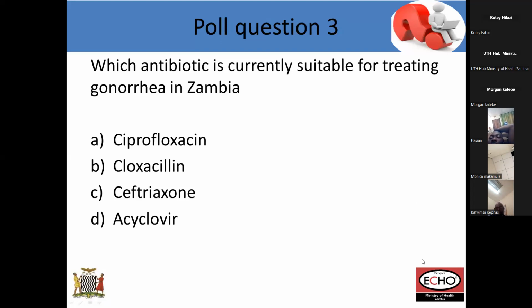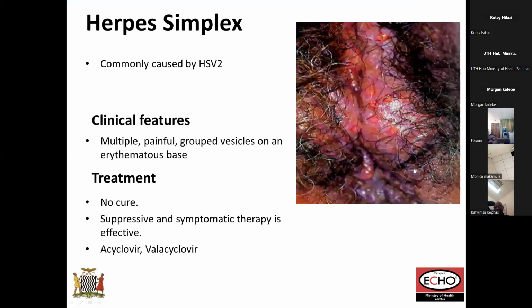Okay, quite an interesting response, Dr. Ngalamika. We have 55% that have chosen ciprofloxacin and 43% that have gone for ceftriaxone. Back to you, Dr. Ngalamika.